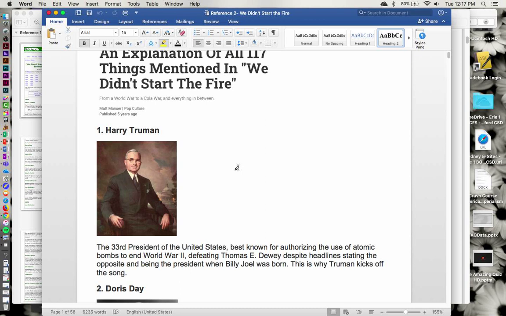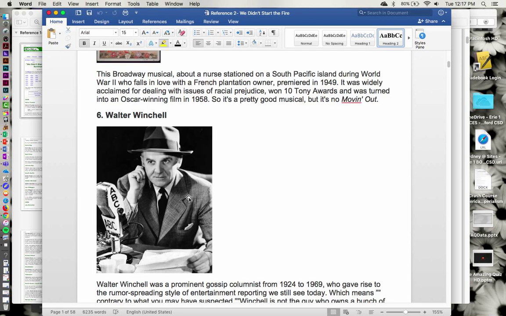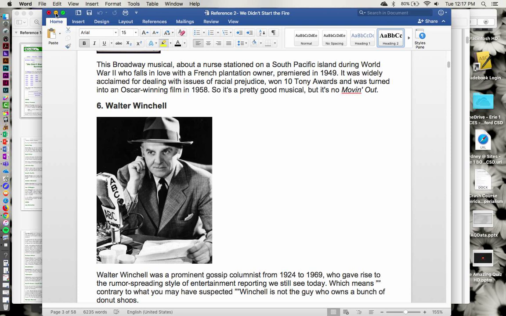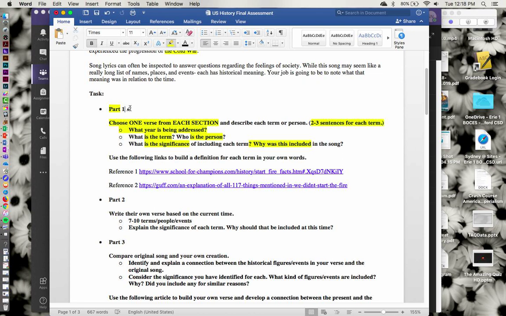You can look at both of these references, whatever is going to help you answer those questions the best. This one also goes through all of the terms in the song. Okay? So you've got 2 places to help you answer part 1. Now I will tell you, and I want to make this very clear, do not copy from the references. If you copy from either of these websites to answer part 1, you will receive a 0. Those are just for reference.